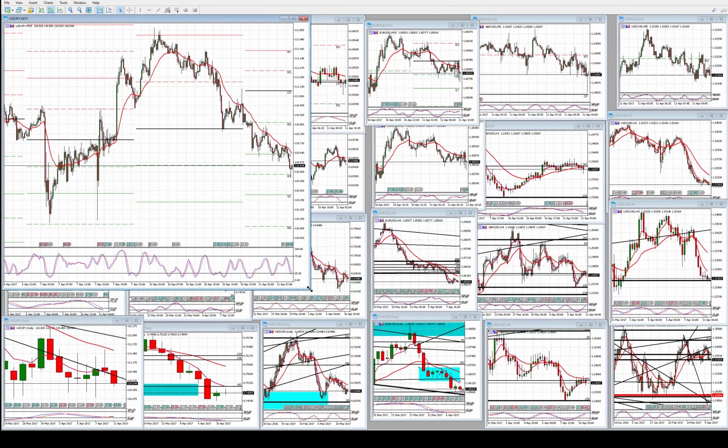And just know that euro dollar, gold, and dollar yen are very highly correlated. Euro dollar a little less so, but keep all that in mind, and you want to be trading with correlation. You don't want to be ignoring that.